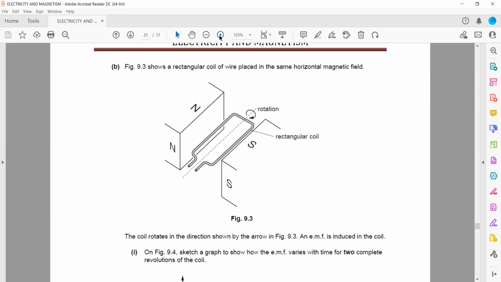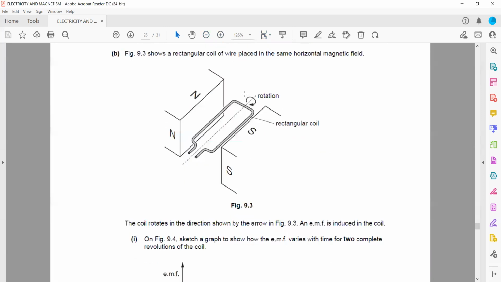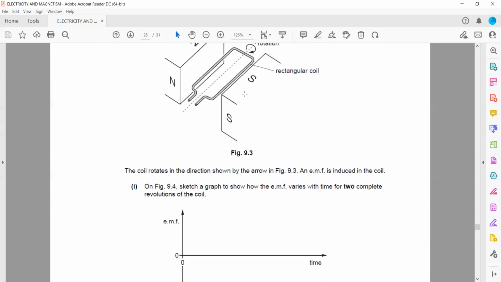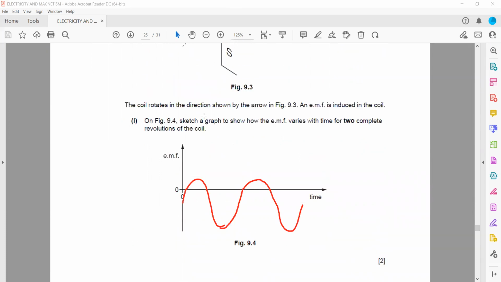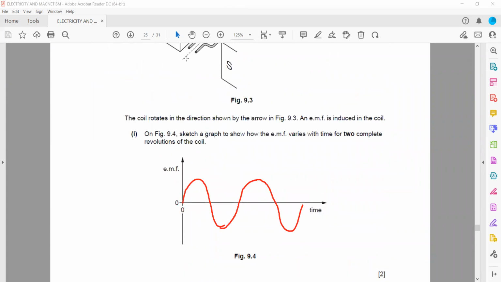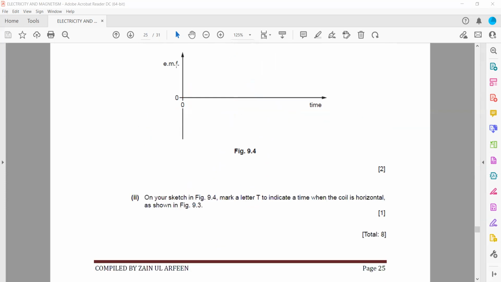Figure 9.3 shows a rectangular coil which is placed horizontally. On the figure, we have to sketch a graph to show how the EMF varies for two complete revolutions. So this is a cycle. This is one complete revolution, and this is the second complete revolution. And we have to indicate by an arrow when the coil is horizontal, labelled with the letter T. When it is horizontal, the induced EMF will be maximum. So you can label any one point. When it is vertical, the induced EMF will be 0.